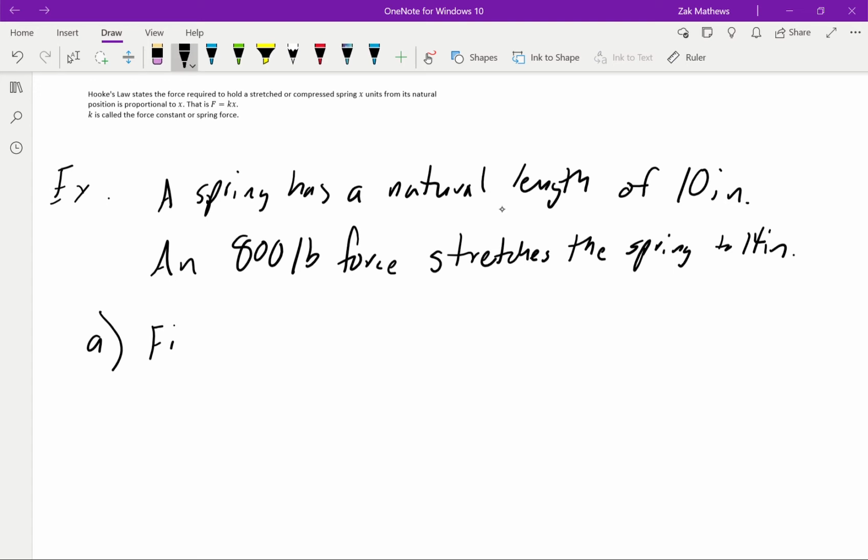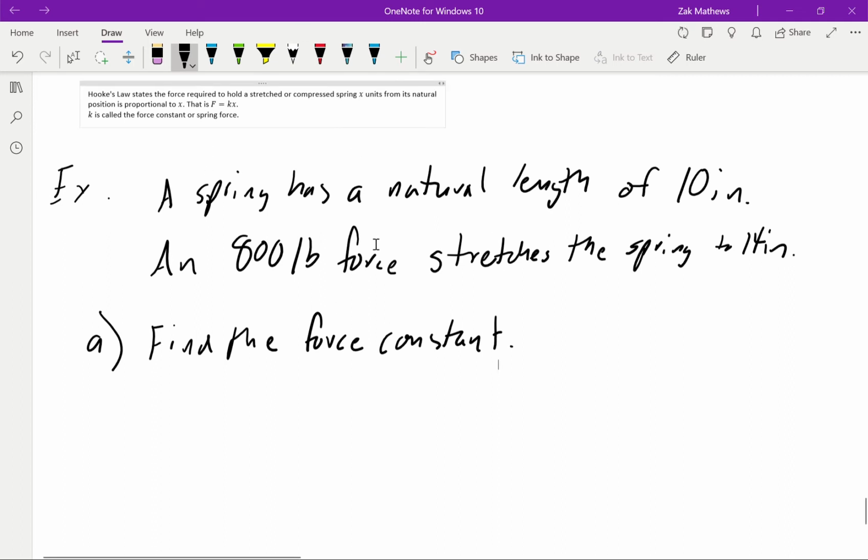Find the force constant. It does not matter if you are applying an 800-pound force or a 20-pound force. That spring's k is going to be the same. We have to find it. We're never going to know what that is. Springs don't come advertised with, "Hey, the force constant is 2.6." That is something that we have to find based on some measurements that we take.